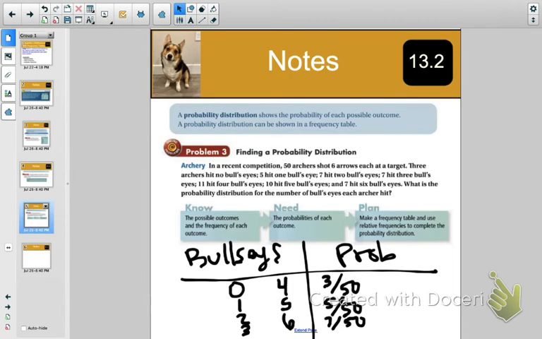I'm really running around here. 7 out of 50 again would be 3. 11 out of 50 for 4. 10 out of 50 for 5. And 7 out of 50 for 6. Okay, so that's what a probability distribution looks like. It just shows you all your possible outcomes and then the probability of each of those.